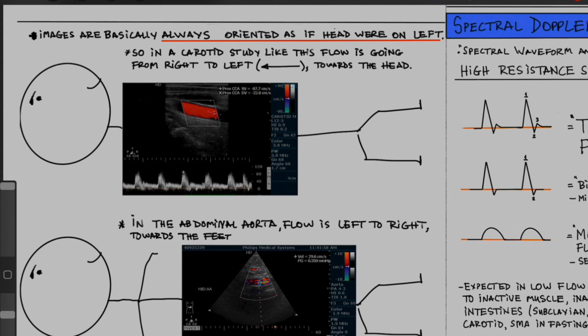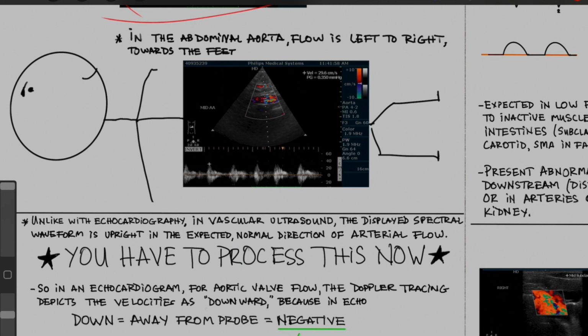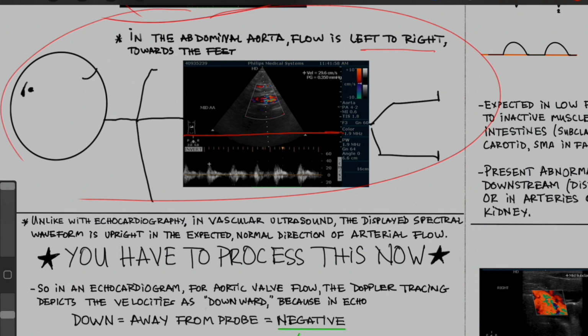So this is about image orientation. When you're looking at the image, how you can visualize where the patient is. Images are basically always oriented as if the head were on the left. So in a carotid study like this one, flow is going from right to left towards the guy's head. And then in this example here, in the abdominal aorta, flow is left to right. So the flow is actually happening this way in this vessel here. It's going that way, because the guy's head's over here. So it helps you visualize which way the flow is.